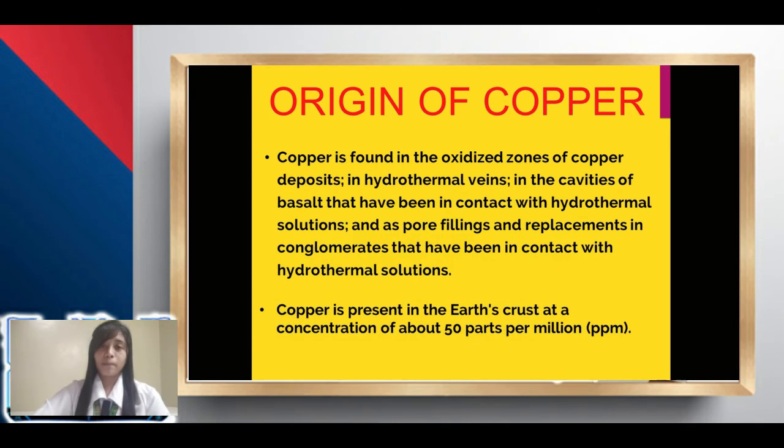And as for the origin of the copper, so copper is found in the oxidized zones of copper deposits, in hydrothermal veins, in the cavities of the basalt that have been in contact with hydrothermal solution, and as pore fillings and replacement in conglomerates that have been in contact with hydrothermal solution. So cavities are the empty spaces or voids present in the basalt rock. So copper is present in the Earth's crust at a concentration of about 50 parts per million, where it occurs as native copper or in minerals such as copper sulfides, chalcopyrite and chalcocite, or copper carbonates, azurite and malachite, and copper oxide minerals like cuprite.